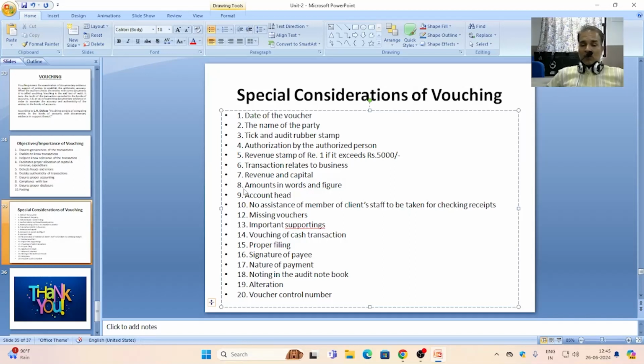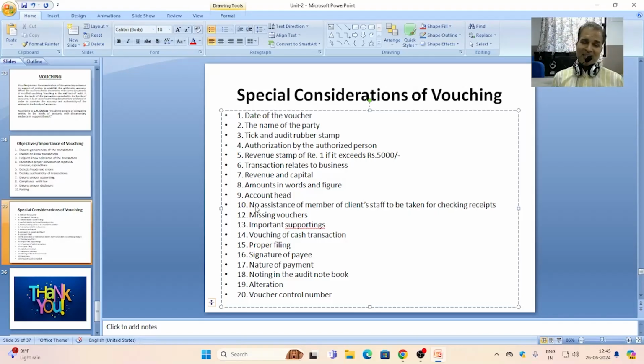While vouching, the auditor has to check very carefully the amount written in words and in figures. Both should be the same. If any difference is found by the auditor, it should be conveyed to the management and the particular accountant also. Account head on voucher: during vouching, the auditor has to ensure that the proper account head is there in the credit line or in the debit head line.